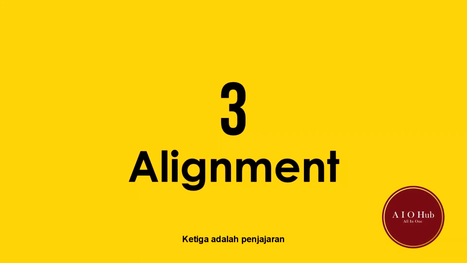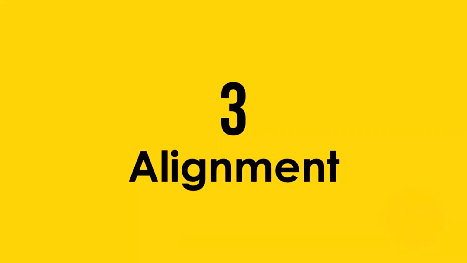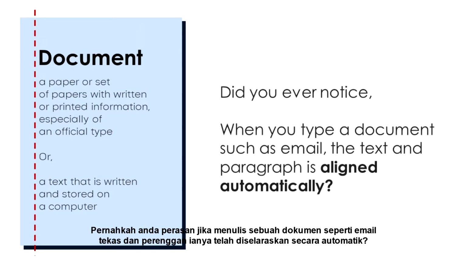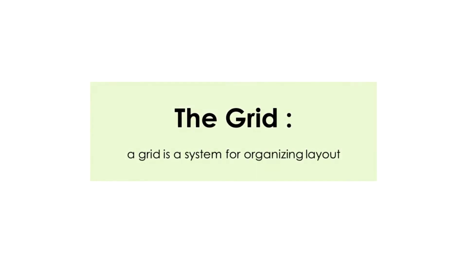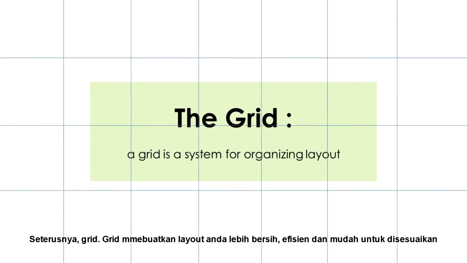The third one is alignment. Did you ever notice when you type a document such as emails, the text and paragraph are aligned automatically? Next, grid. Grid makes your design cleaner, more efficient, and easier to adapt.